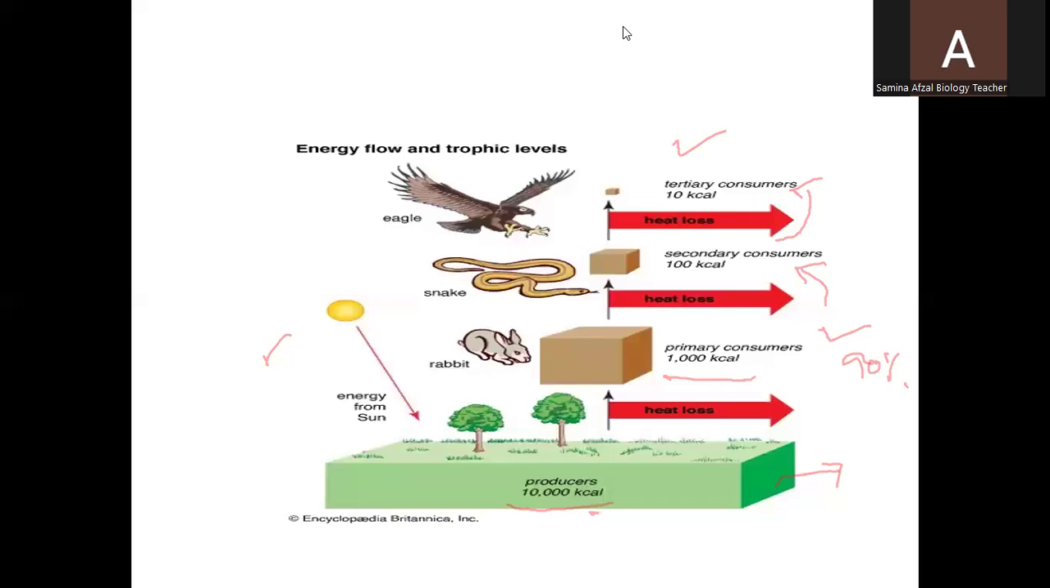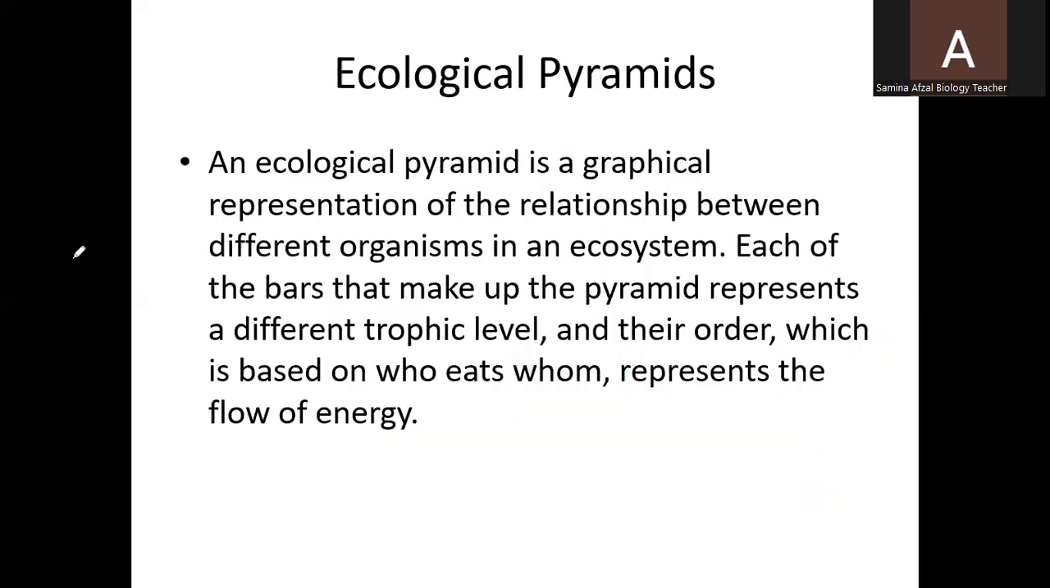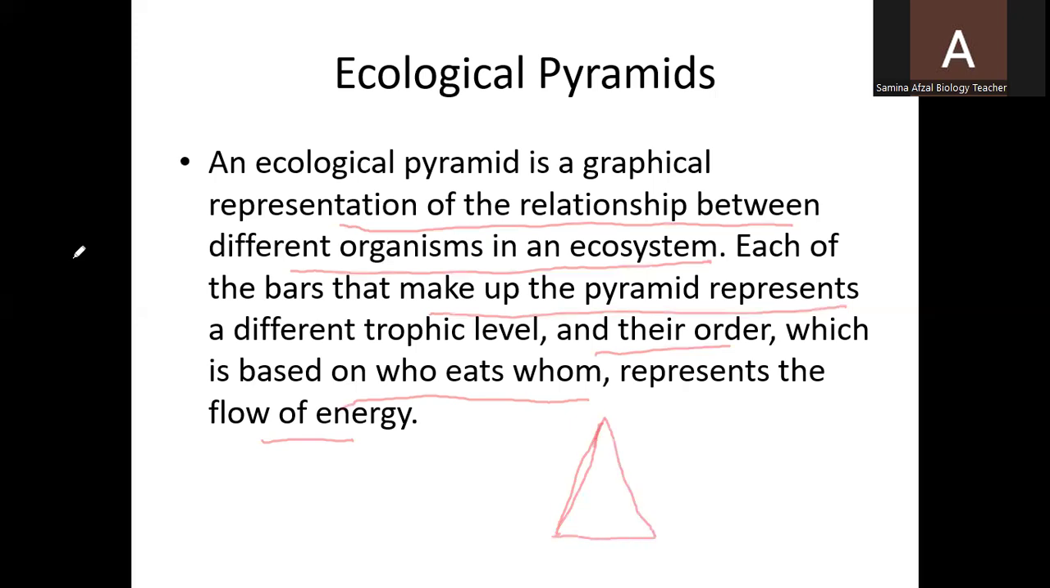The transfer of energy can be represented in the form of ecological pyramids. An ecological pyramid is a graphical representation of the relationship between different organisms in an ecosystem. Each of the bars that make up the pyramid represents a different trophic level, and their order, which is based on who eats whom, represents the flow of energy. So a pyramid is formed which shows the different trophic levels of the organisms in an ecosystem.